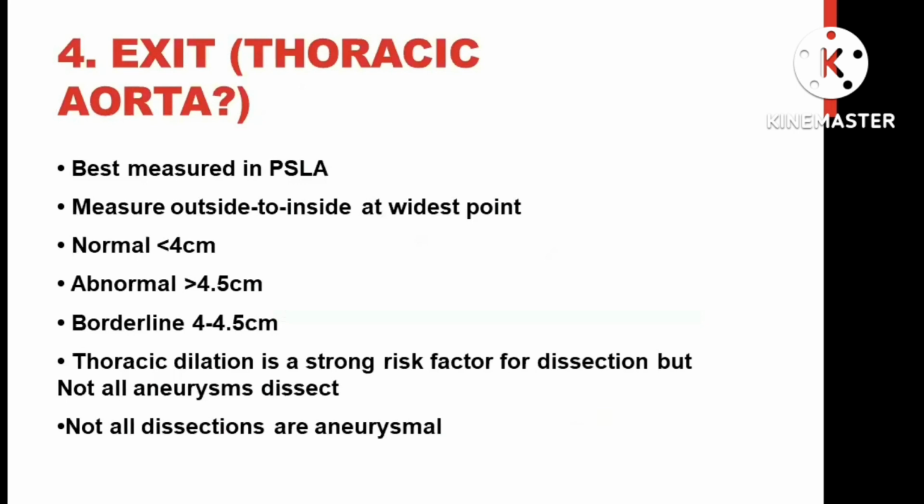For the thoracic aorta, you can use the parasternal long axis. In the parasternal long axis, you have the aortic arch. You can measure from the outside to the inside. The normal is less than 4 centimeters. If it is more than 4, there is dilation. 4.5 thoracic dilation is a strong indicator for dissection. But not all aneurysms will dissect, and not all dissections are aneurysms.